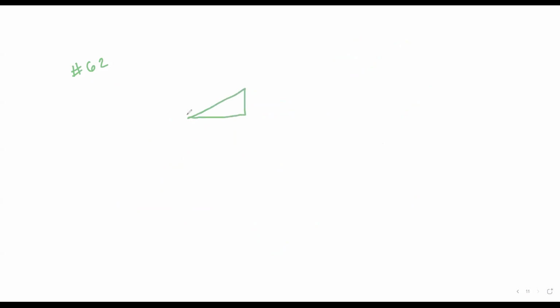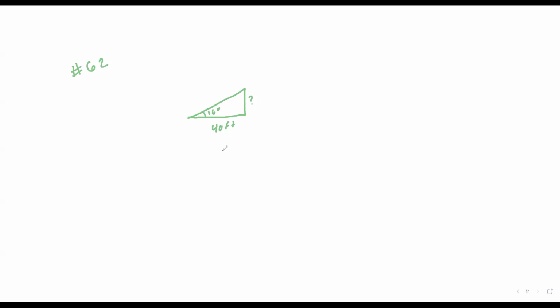draw a picture. Again, not the best drawer, but the builder of a parking garage wants to build a ramp. Here's my ramp at an angle of 16 degrees, so this angle here is 16 degrees. And it has a horizontal span. So horizontal, think of the horizon. So it has a 40-foot span. What is the vertical rise? So that would be this guy.